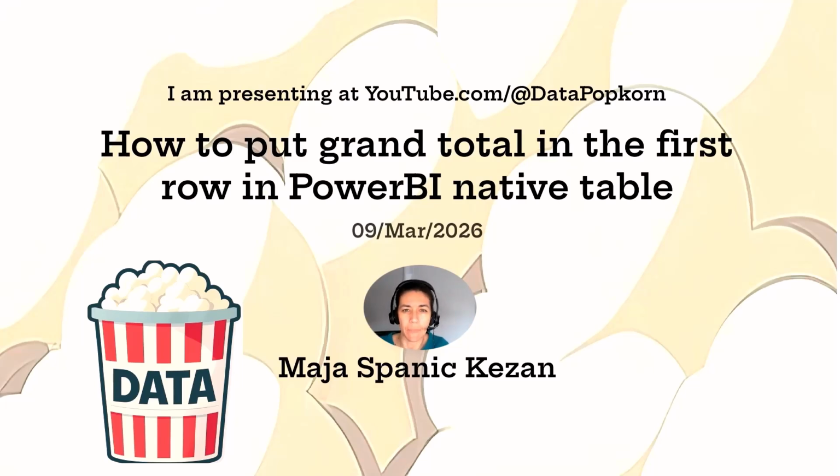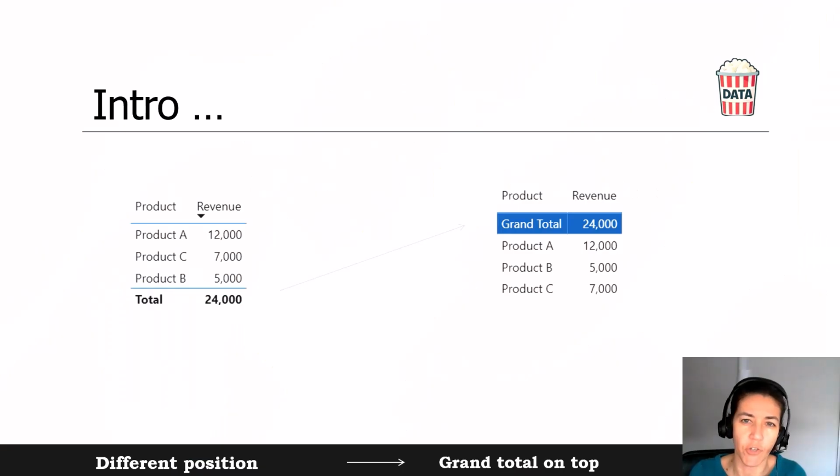My name is Maja Spanic Kezan and today I want to show you how to put grand total on the top in native Power BI table. By default, totals are situated on the bottom of Power BI native tables, and we wanted to move it to the top for greater visibility, especially needed in real-time scenarios with larger tables. So how to do that? Let's check in Power BI.